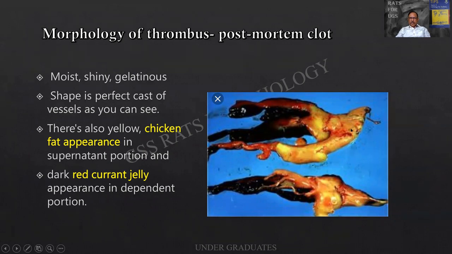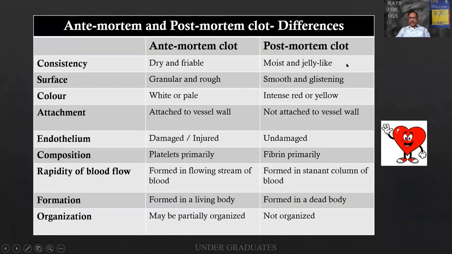The yellowish color is called a chicken fat appearance, whereas the supernatant portion is called a red currant jelly. It is reddish blue or rather bluish red, which is dark. And secondly, you find that these will not be very firmly adherent to the vessel wall and can be easily removed. Chicken fat appearance and red currant jelly can all be asked as questions. The differences between antemortem clot and postmortem clot, no other way. Sit and read. Mug up.